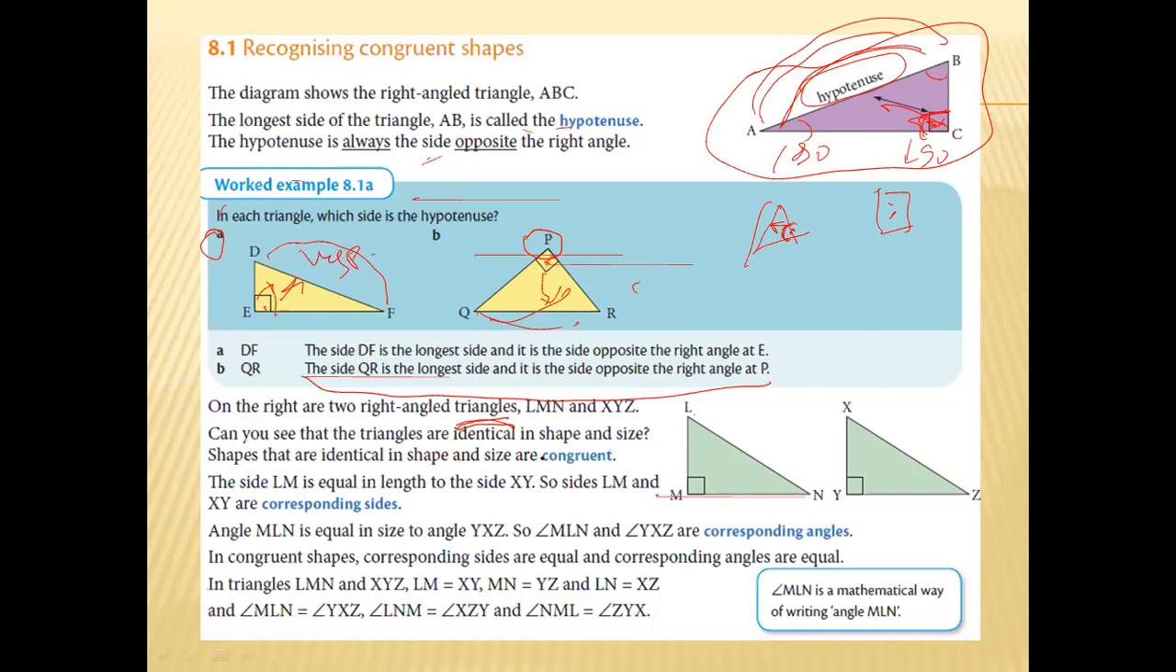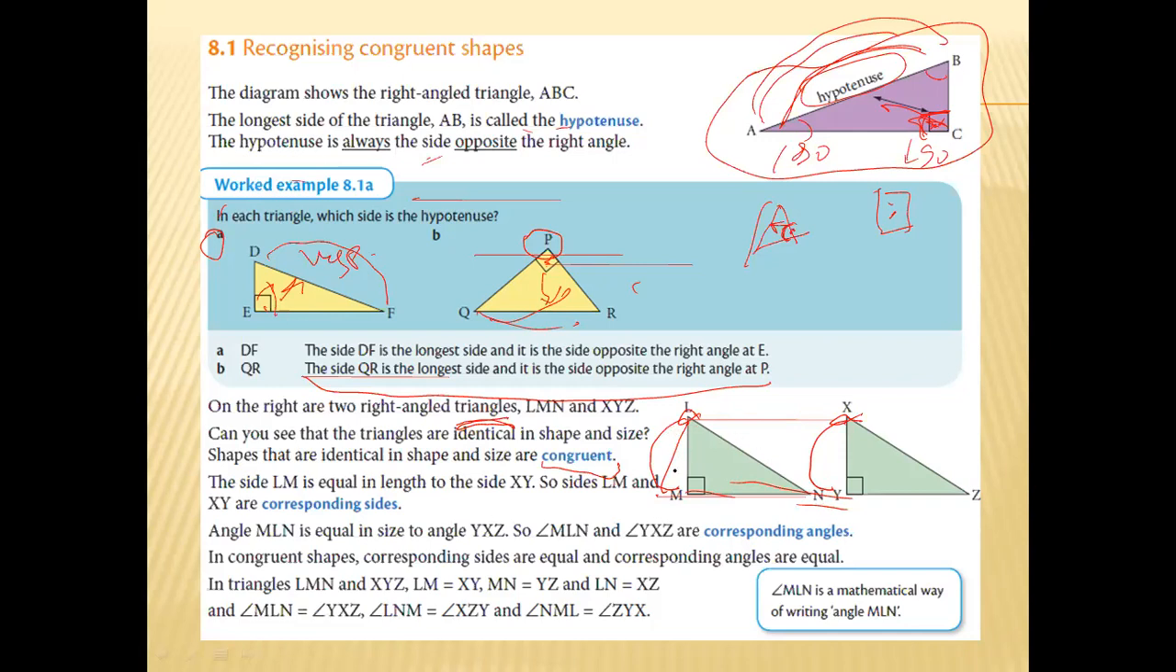What does congruent mean? You have checked congruent. You can see in these two different triangles, are they congruent to each other? The side LM is equal in length to the side XY. Why are they the same or equal? Sides LM and XY are corresponding. If you see, there we have the letter F, and they are looking at the below side, and they are equal. Their sides are equal or the same.